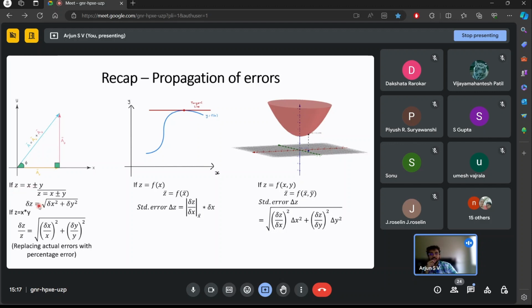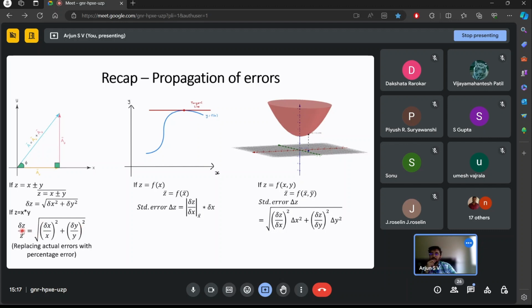What about the case of multiplication? In multiplication, z bar is the same: you multiply x bar and y bar, and then you get z bar. In the case of delta z, the actual errors are replaced by relative errors. So delta z by z will be equal to the square root of the sum of squares of the relative errors of x and y: delta x by x the whole square plus delta y by y the whole square, the whole root. And to find delta z, you take z to the other side and multiply by z to get the error of z.